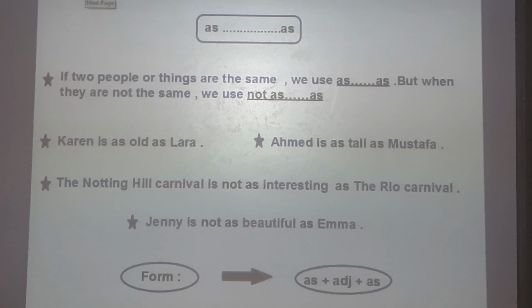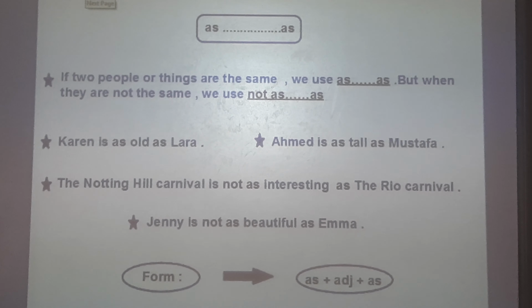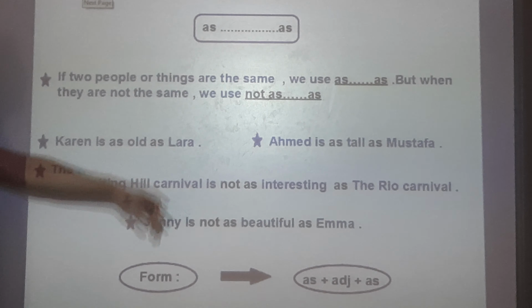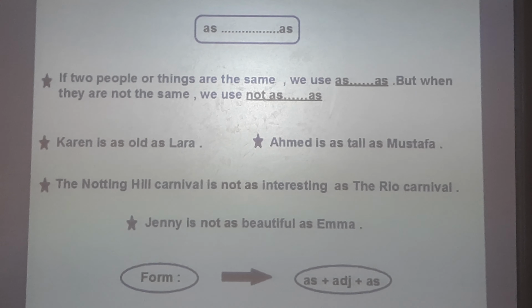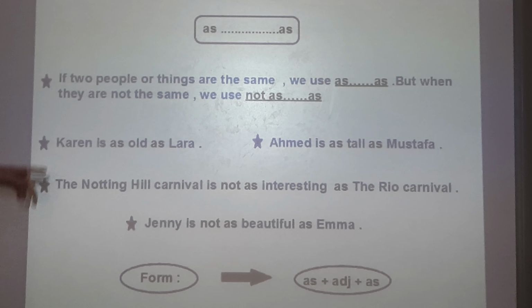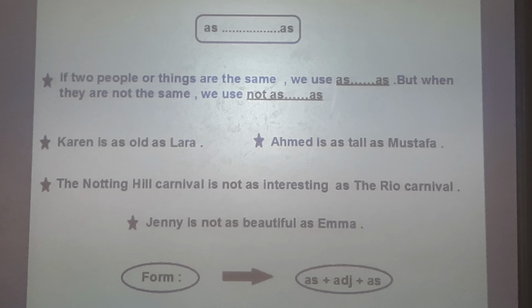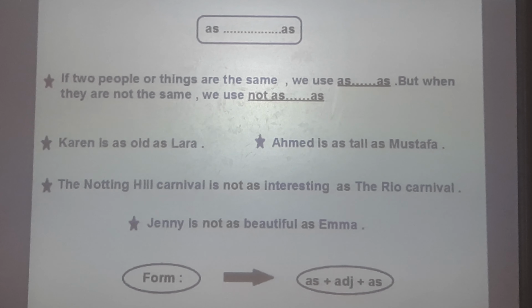Here, as used: if two people or things are the same, we use as, but when they aren't the same, we use not as. Like what? Like, Karen is as old as Laura. So, for example, Karen is 10 years old, so Laura is 10 years old also. Ahmed is as tall as Mustafa.